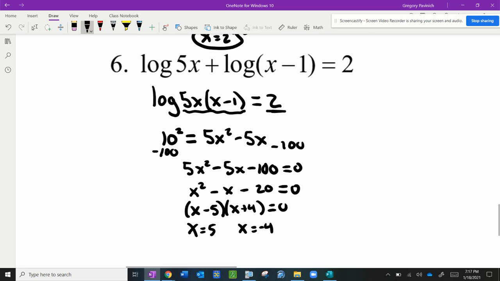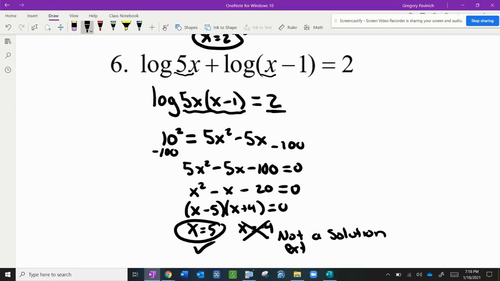Now I'm going to go up and make sure that both of these are solutions. If I plug in 5 into the log, I get log of 25. That's acceptable. If I put a 5 up here, I get 5 minus 1 is 4. So it's a solution. Now I'm going to try the negative 4. 5 times negative 4 is negative 20. You cannot take the log of a negative number. So this one is outside the domain and is not a solution. And when we gain a solution that doesn't work, I think we usually call that extraneous, just to keep our definitions up in case we run into that somewhere.